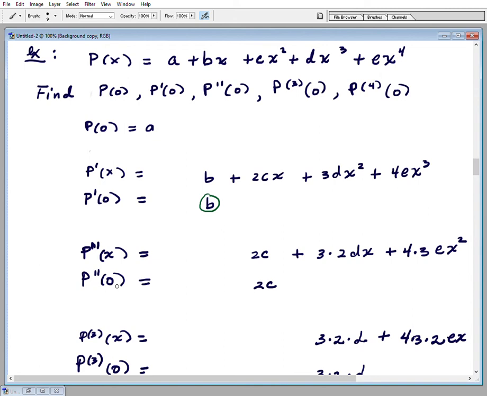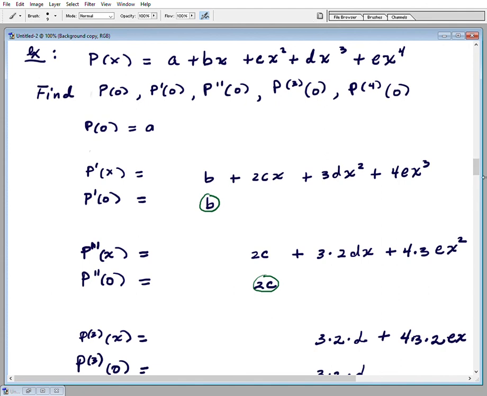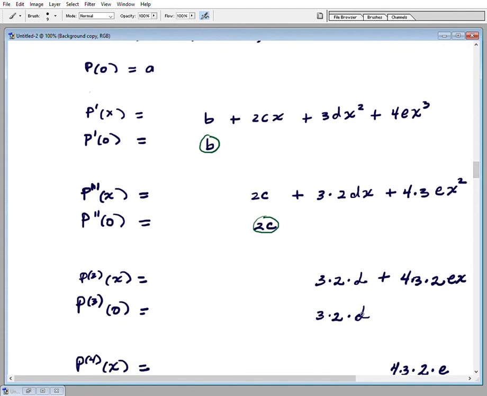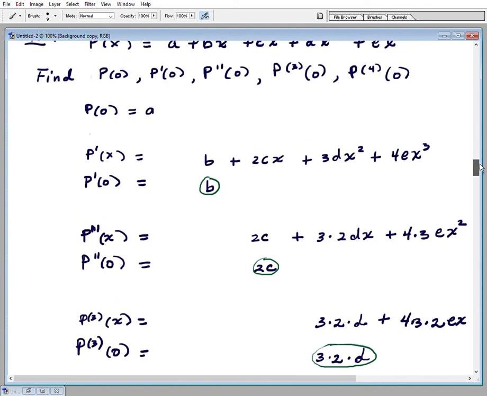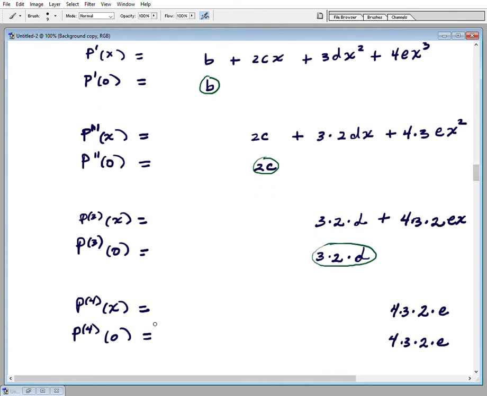The second derivative, when you substitute in 0, has something to do with the coefficient of x squared. It's 2 times the coefficient of x squared. The third derivative has to do with the coefficient d of x cubed. It's actually 3 times 2 times the coefficient of x cubed. And look, the coefficient of x to the fourth is e. And the fourth derivative, when we substitute in 0, has something to do with e.